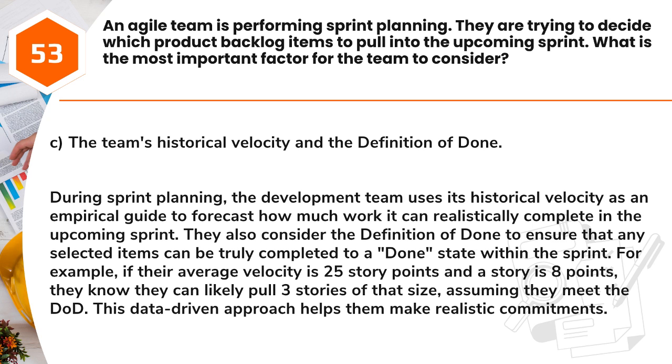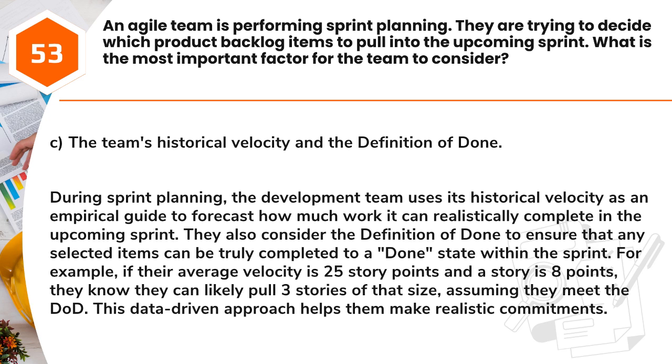Answer: C. The team's historical velocity and the definition of done. During sprint planning, the development team uses its historical velocity as an empirical guide to forecast how much work it can realistically complete in the upcoming sprint.